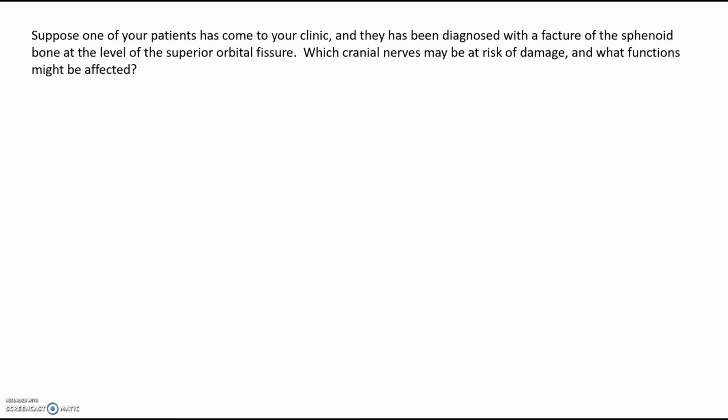So if we start with this first clinical case here, it says, suppose one of your patients has come to your clinic and they are diagnosed with a fracture of the sphenoid bone at the level of the superior orbital fissure. Now, which of these cranial nerves will be at risk of damage, and what functions may be affected as a result of this? So let's go over to Visible Body to explore this a little further.